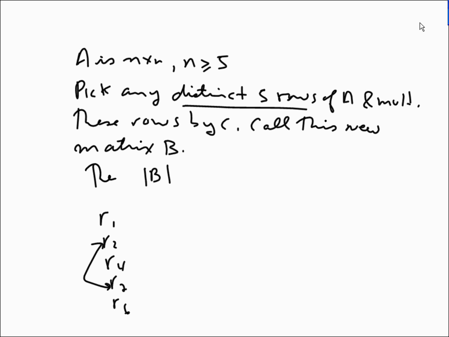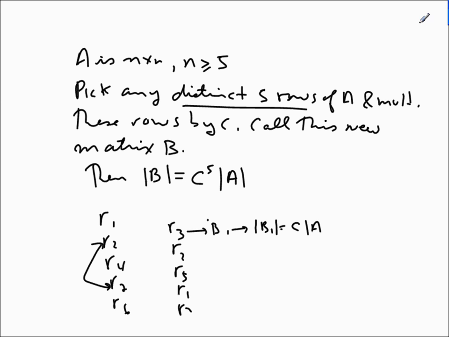Then the determinant of B will be C to the 5th times the determinant of A. Okay, every time, say, maybe you multiply R3 and then R2 and then R5 and then R1 and R7. Well, when you multiply the third row by C, call that matrix B1. And the determinant of B1 will be C times the determinant of A.